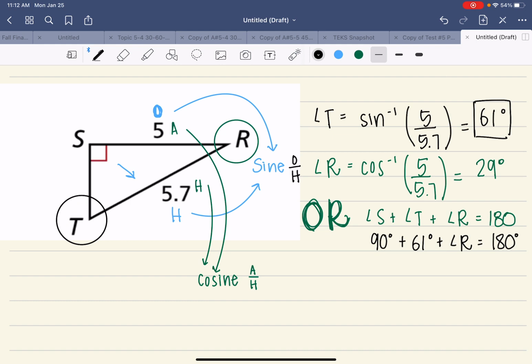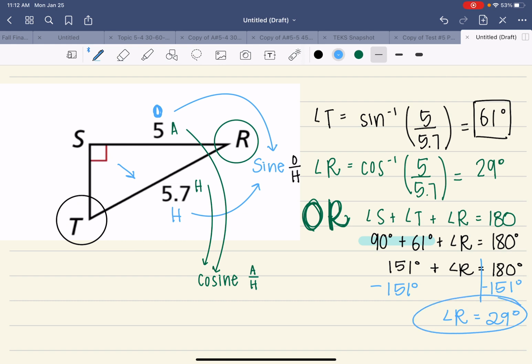Okay, so now we're going to add these 90 and 61, and we should get 151. And then in order to get angle R by itself, we're going to subtract 151 from 180. So angle R equals 29 degrees. So either way, you get the same answer. This is also a way that you can double check.